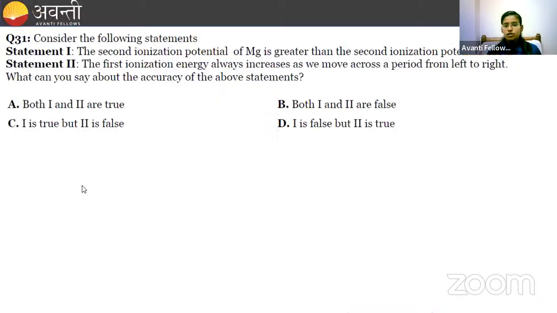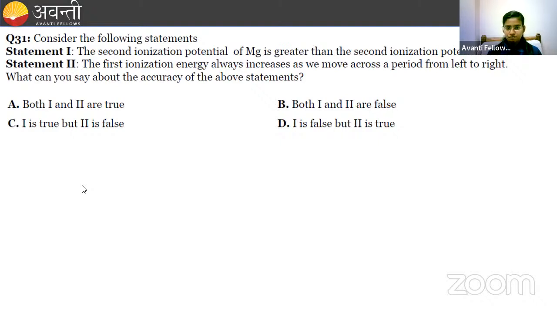The first question for the session is question number 31 of your question paper. The question says, consider the following statements. Two statements are given to us. We have to find the correct option from the four given options. Statement 1 says the second ionization potential of magnesium is greater than the second ionization potential of sodium.